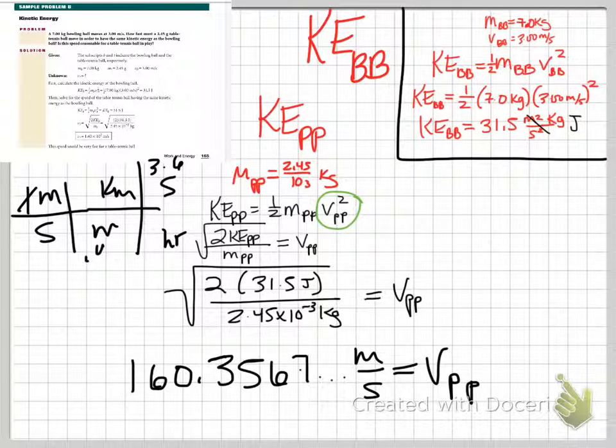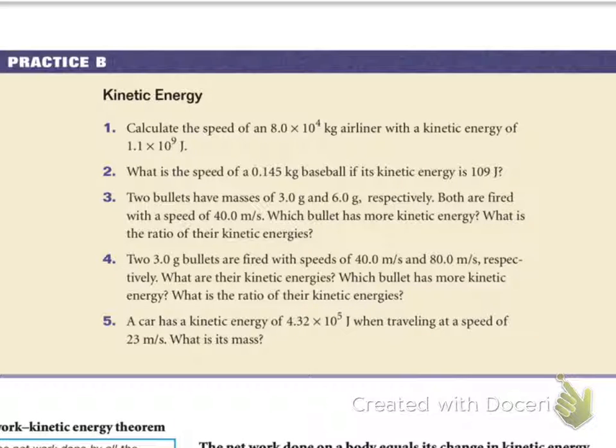Your mission, whether or not you choose to accept it, are these, and they're ridiculously easy. So I'll give you the rest of this period. You can probably finish them all, and then we'll move on to tying together kinetic energy and work done.